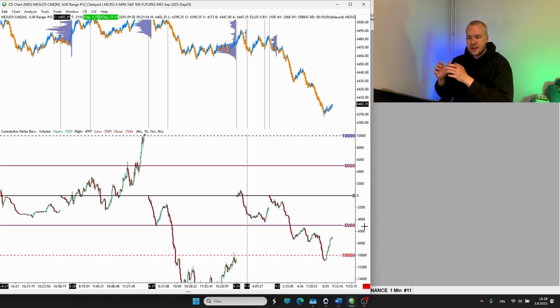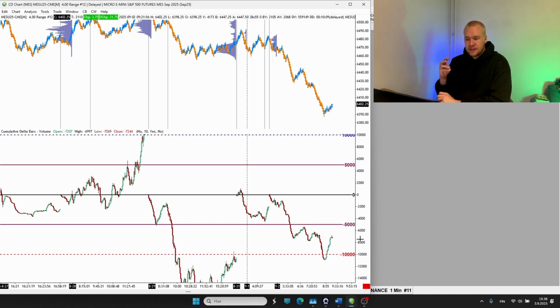However, it is still important to realize that cumulative delta, in my opinion, is a secondary tool. There are more important and, let's say, more useful tools than the cumulative delta. It is a very good tool. I'm not saying that it's not a good tool, but there are better tools in my opinion. So the cumulative delta should really only be used as a secondary tool.